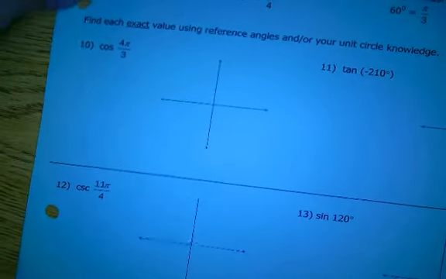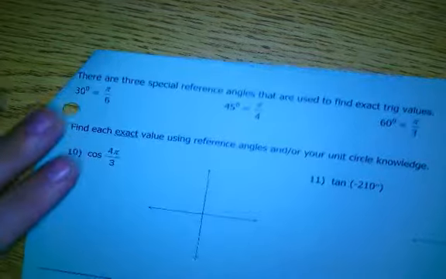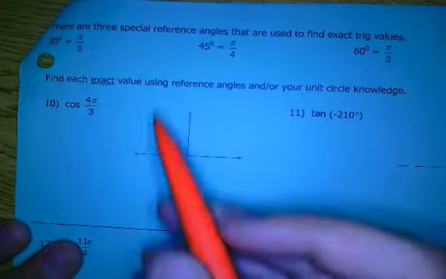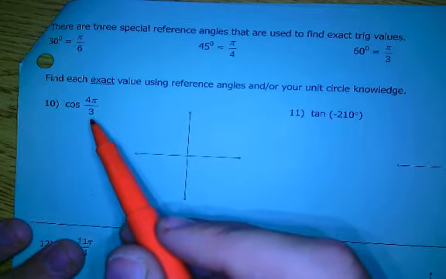So there are 3 very, very special reference angles: the pi over 6, the pi over 4, and the pi over 3. So we're going to start evaluating the actual values of these. So here we go. Let's go ahead and graph. Where is 4 pi over 3?